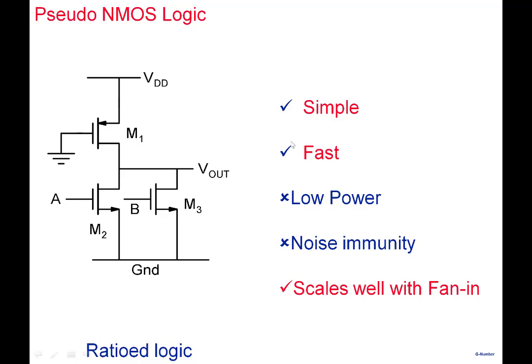So it preserves the same advantages. It's simple, it's fast, scales well with fan-in, you can build large input NOR gates, but still has a problem, low power and noise immunity. All right, so this is what we call the pseudo NMOS logic. This is frequently used whenever you want a large fan-in gate. For whatever reason, if you want a 20 input NOR gate. All right, so where would you require a 20 input NOR gate here?